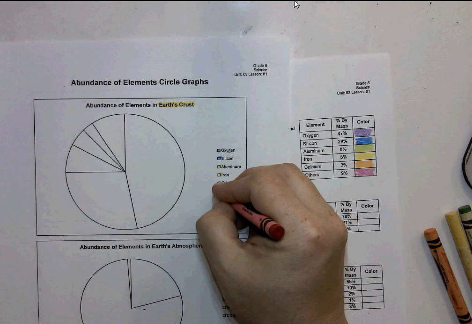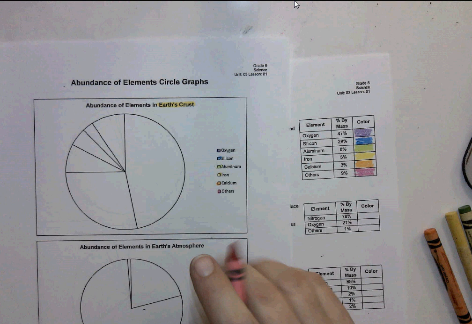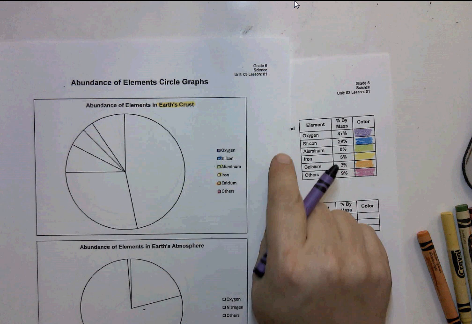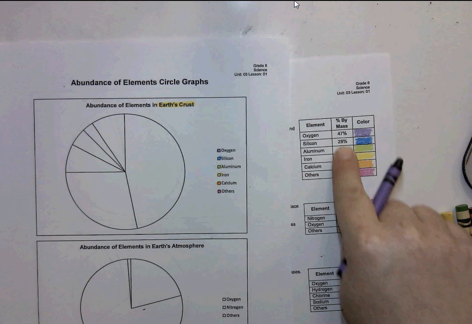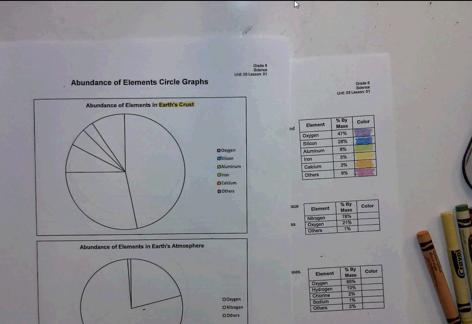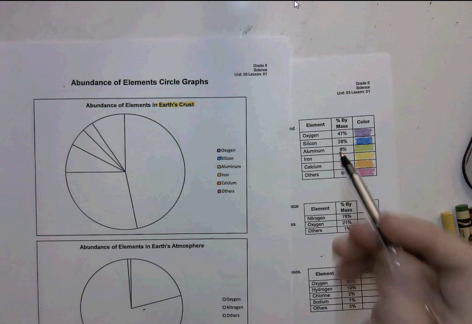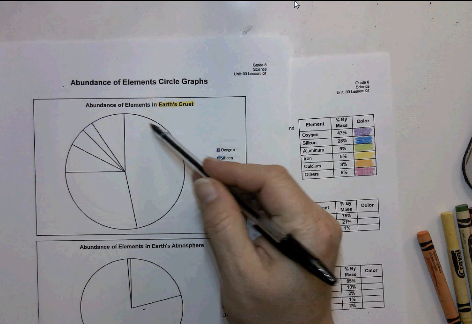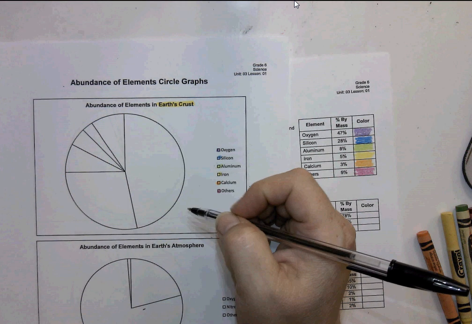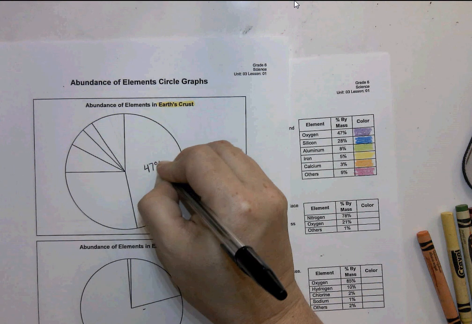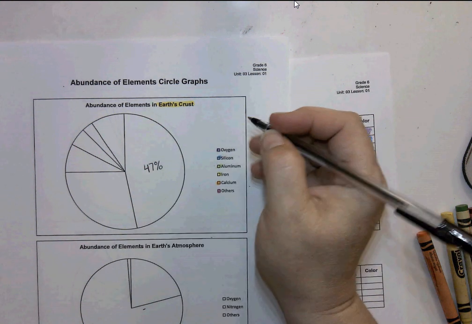Okay, so now I have my sections, and I'm going to pick my purple crayon back up, and I'm looking, and 47 is the biggest of these numbers. Okay, with my writing tool, I'm going to find the biggest section, and 47 is about just a little less than half. So this section is less than half. I'm going to write 47% inside of it, just like that.